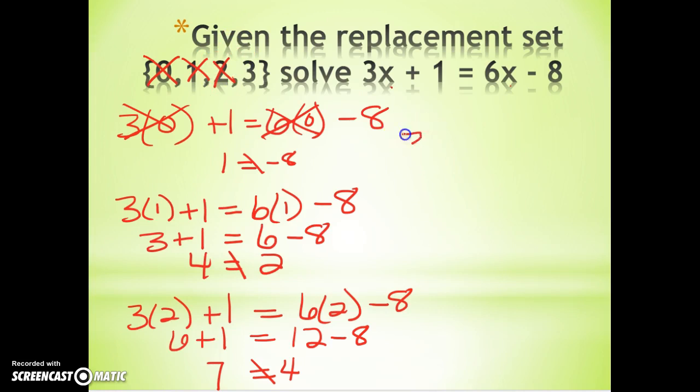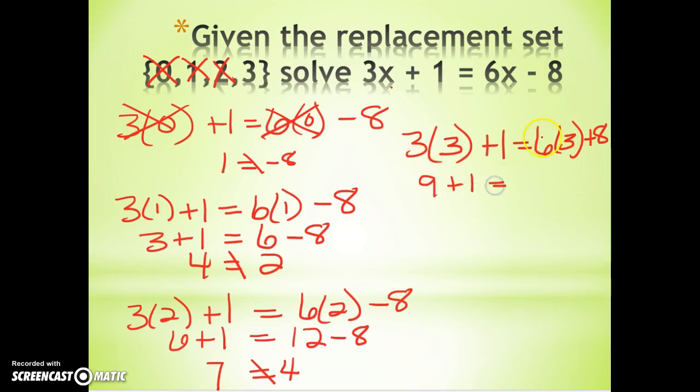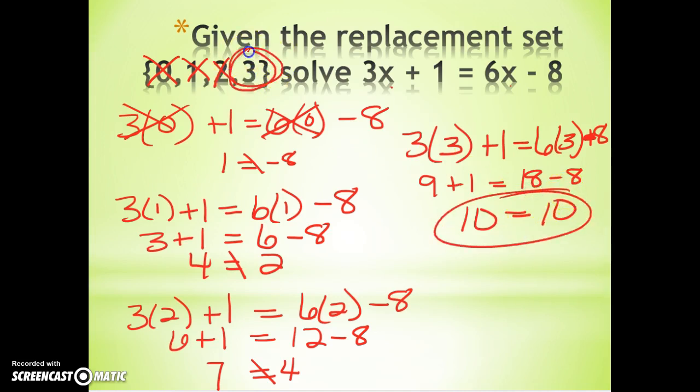I'm hoping that 3 is it. Let's try it. 3 times 3 plus 1 is equal to 6 times 3 minus 8. 3 times 3 is 9. 6 times 3 is 18. Oops, this should be a minus 8. 9 plus 1 is 10. 18 minus 8 is 10. Yay! Of the replacement set, the solution set only has one member, the number 3.